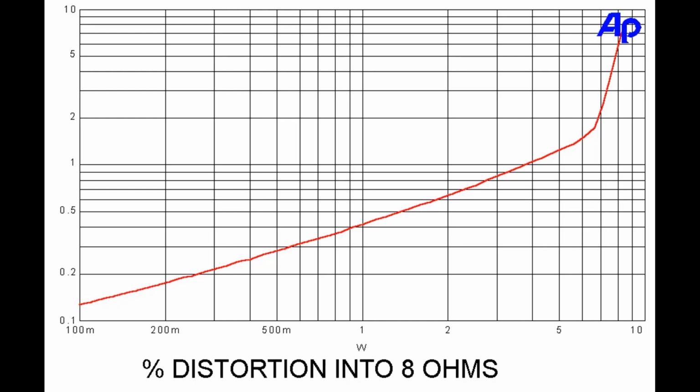Now we will talk about the measured performance. To start, here is the graph of the harmonic distortion at 1 kHz into 8 ohms. You will see that the distortion is a fairly straight line between 1/10 of a watt to about 7 watts at a slope which indicates a second harmonic characteristic. The amplifier clips at about 7 watts.